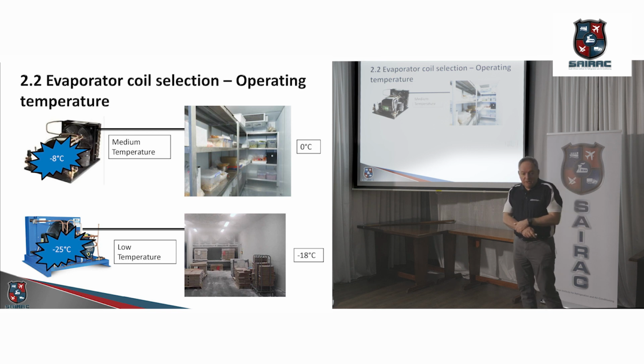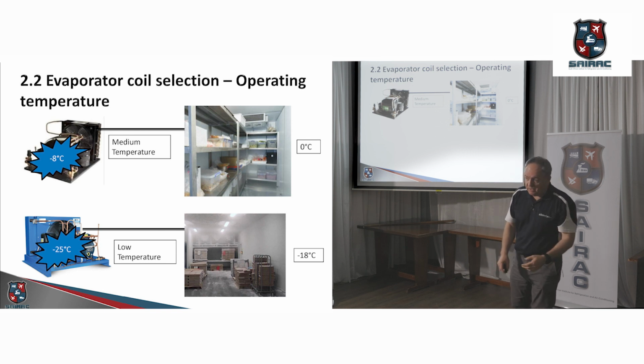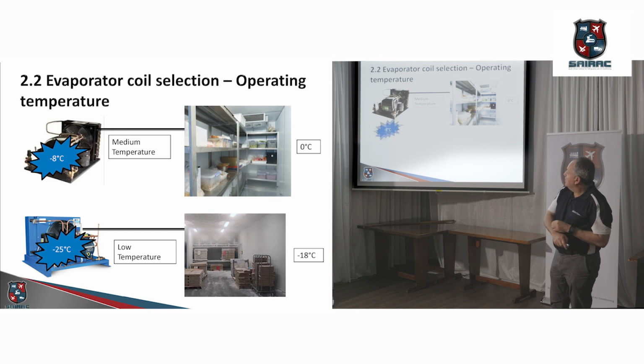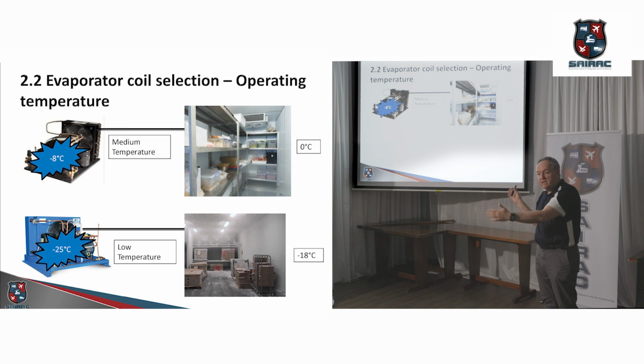It's medium temperature and your room needs to be 0 degrees. So that's your control temperature. A good suction temperature to design for is -8. That difference between the room temperature and the suction temperature is in the region of 6, 7, 8 degrees Celsius.